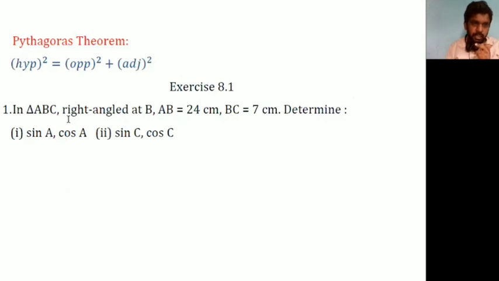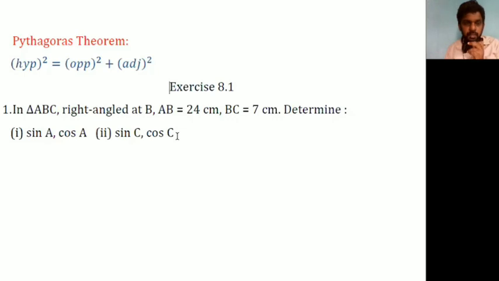First question. In triangle ABC, right angled at B, AB is equal to 24 centimeter, BC is equal to 7 centimeter. Determine sin A, cos A, sin C, cos C.